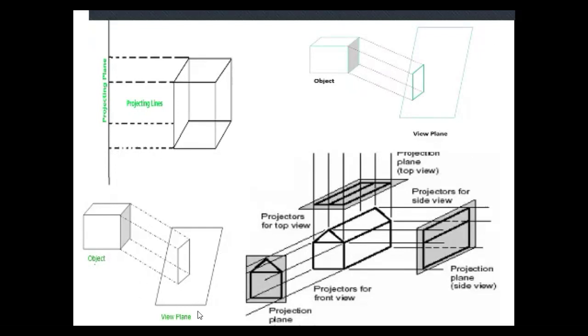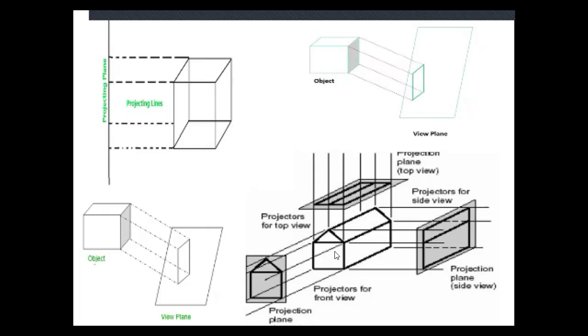Here you can see the view plane. It is a 2D plane to represent a 3D object in the form of two dimensions. Here you can see this 3D object, a square or cube, represented as a rectangle shape in the view plane.